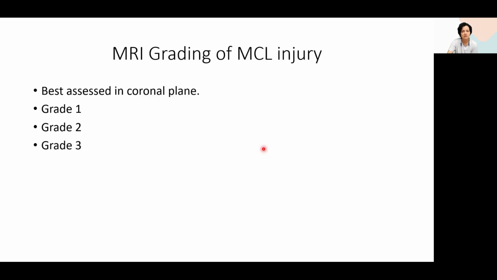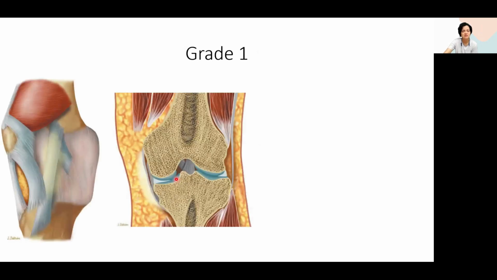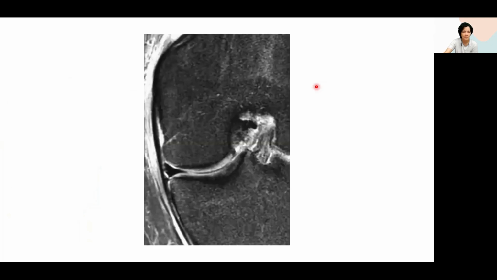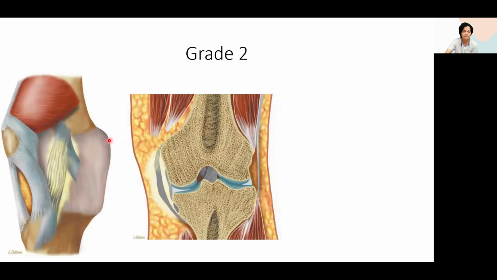So MRI grading of MCL injury is basically classified into 3 grades, and they're best assessed on the coronal plane. In grade 1, you will find some amount of edema superficial to the medial collateral ligament. Here we can see slight edema, hyperintensity on the PDFS sequence, superficial to the medial collateral ligament. So this is grade 1 MCL sprain. Again, we can see this is the medial collateral ligament, and there is edema superficial to it. So this is grade 1 MCL sprain.